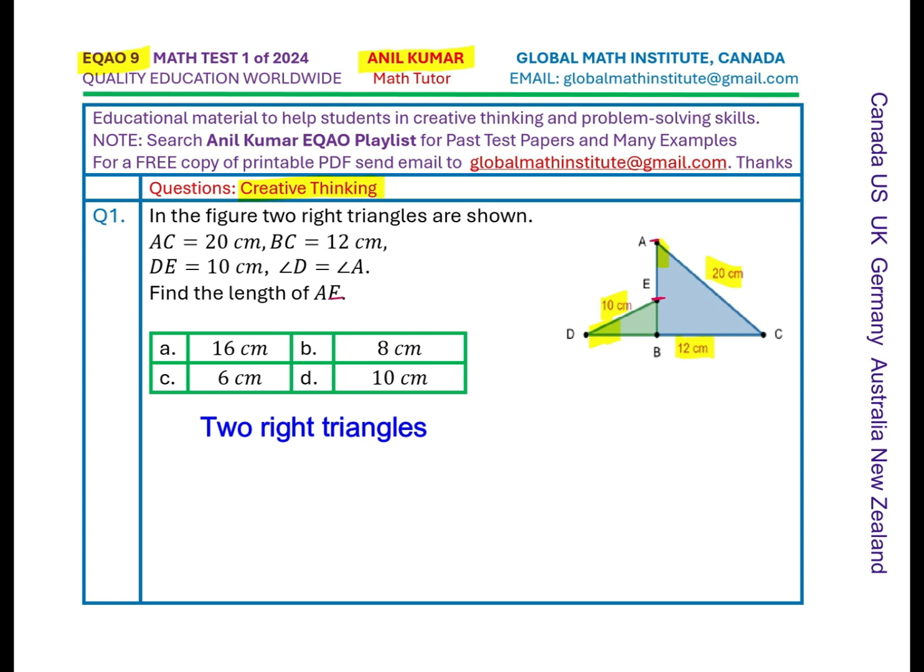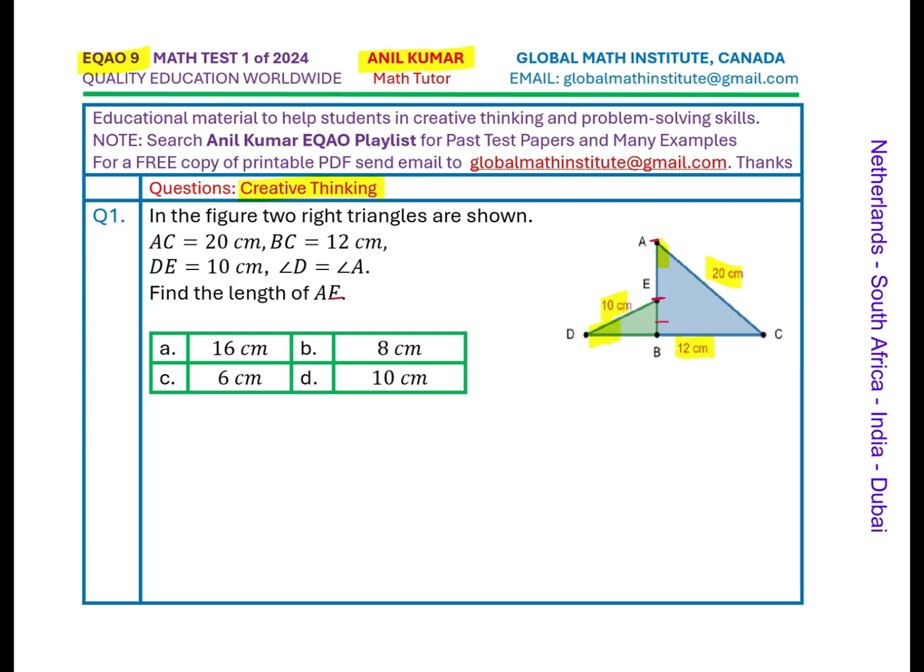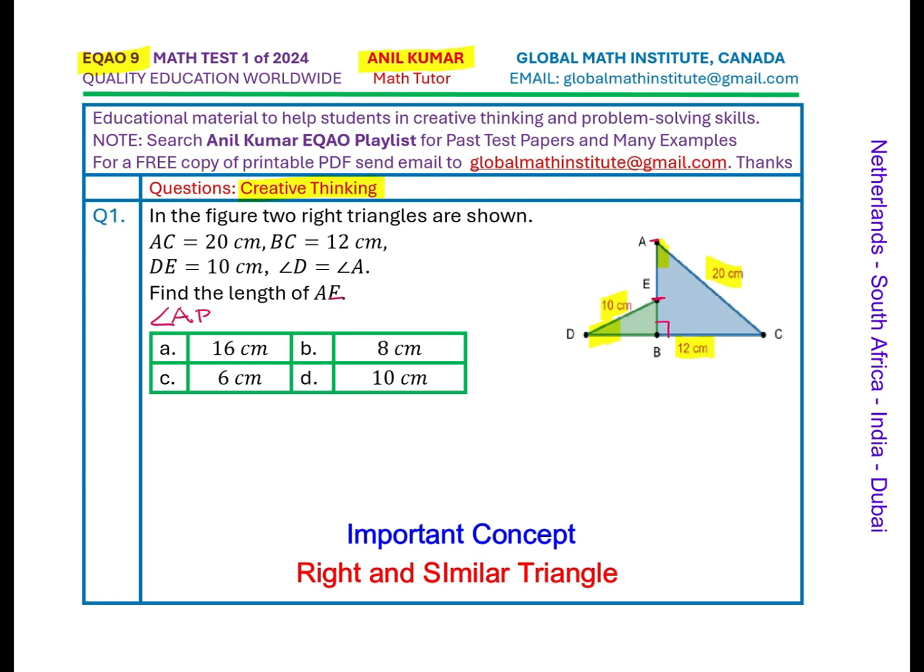So we have to find this length, A to E. 4 choices are given to you. You can pause the video and answer the question. Now, what is not mentioned here is that we have right angle triangles here. So let me also add that angle ABC is equal to 90 degrees. So we have two right angle triangles given to us.